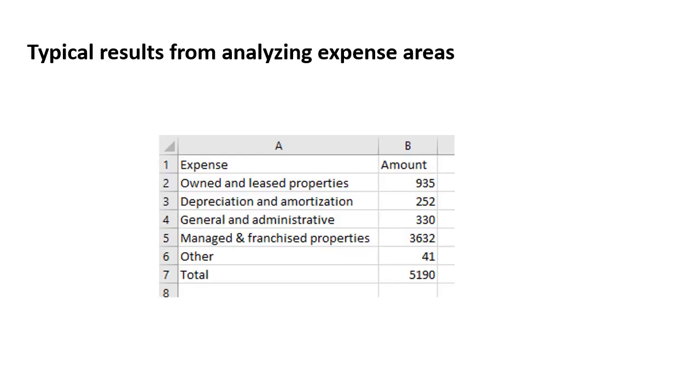Here's typically what we get from analyzing our expense areas. We've got each of our areas as well as the amounts. This example comes from a property company, and they all add up to the total. So that's basic information that we've looked at about the expenses.